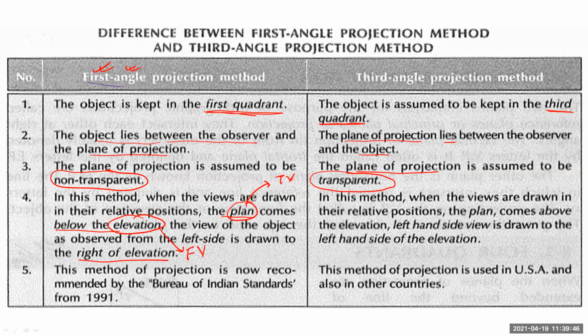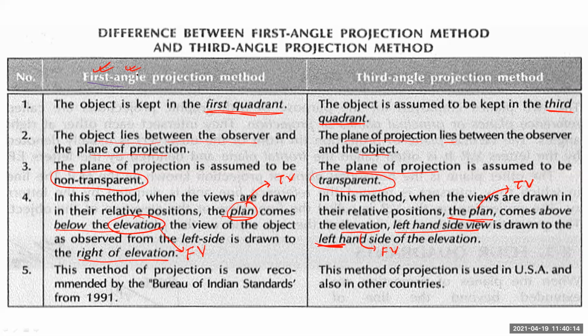Exactly reverse you will see in your third angle projection method. When the views will be drawn, the plan view, okay, plan means top view, comes above your elevation. Elevation means front view. And left hand side view will be drawn to the left of your elevation. Okay.